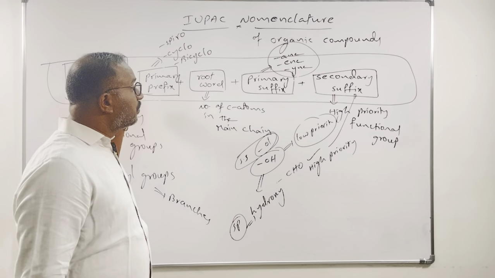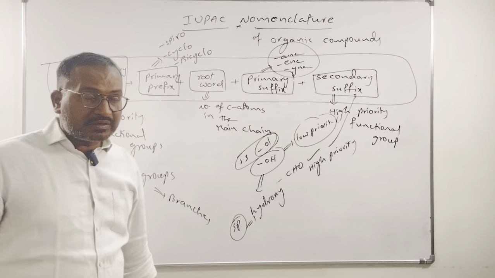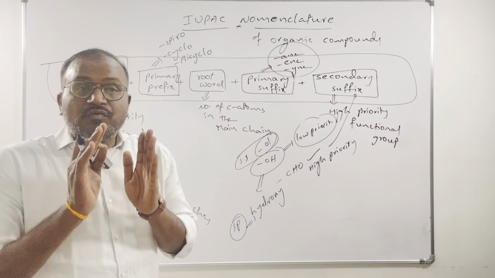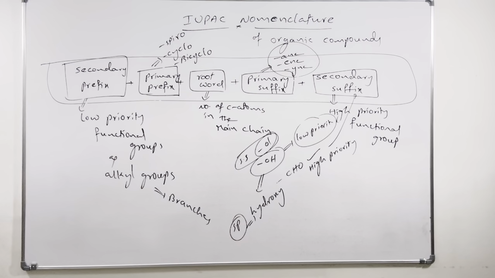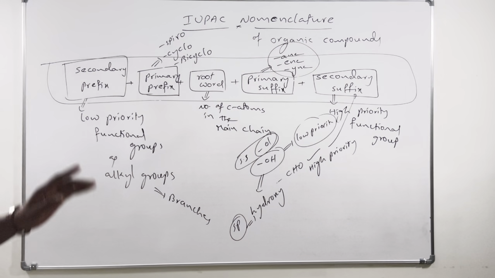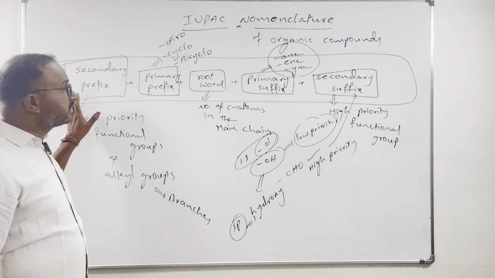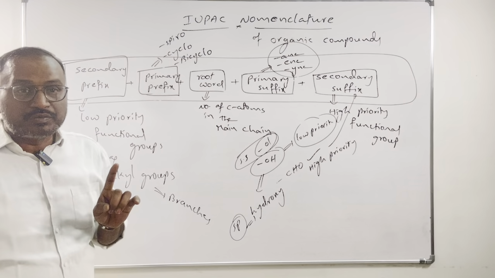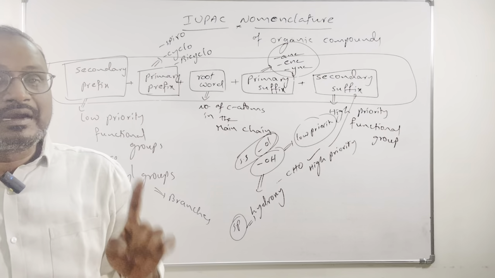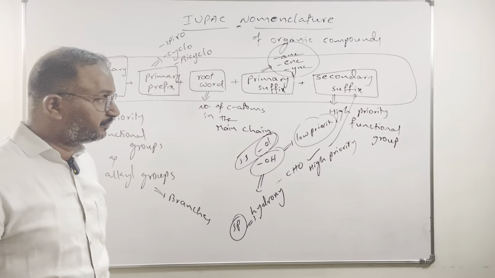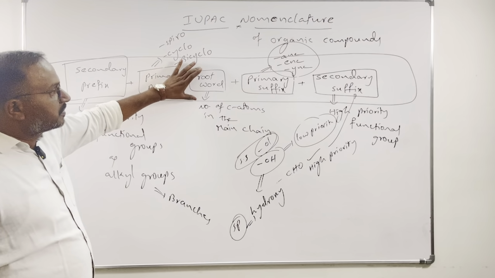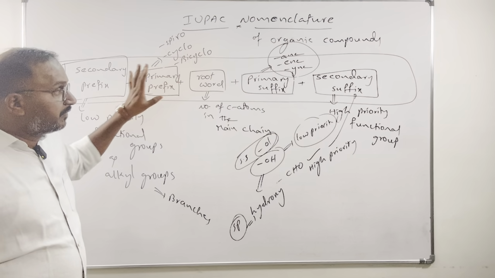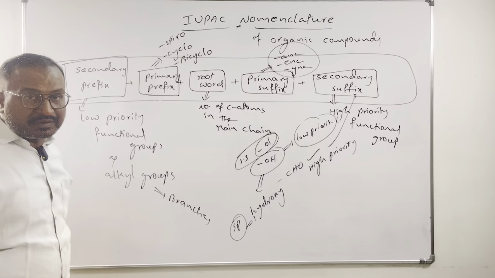So before writing this one, you have to identify which is the high priority group and which is the less priority group, we have to think. Now, these are the 5 parts that should be known for writing an organic compound name according to IUPAC. So let me discuss the root word first. Let me come once again, one by one.